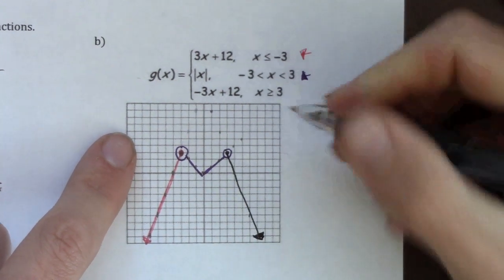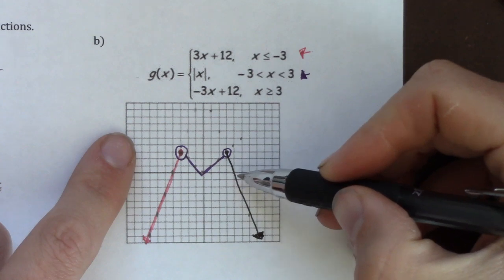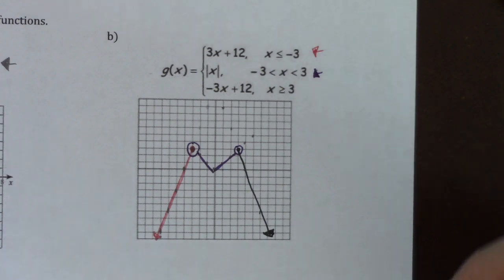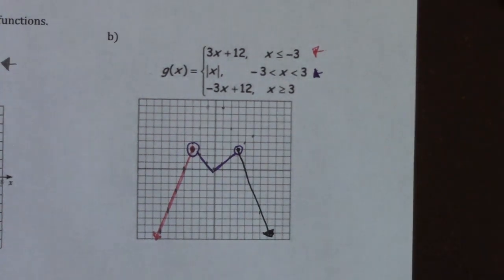Those are going to be the x values bigger than 3, because that's x is 3, x is 4, x is 5, x is 6, and so on. And that will be my final piecewise graph.